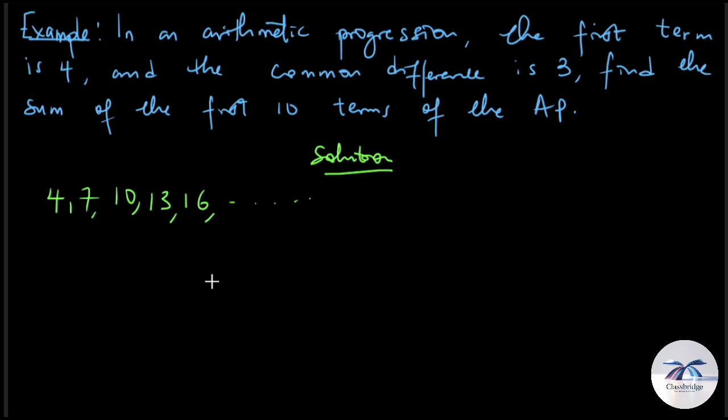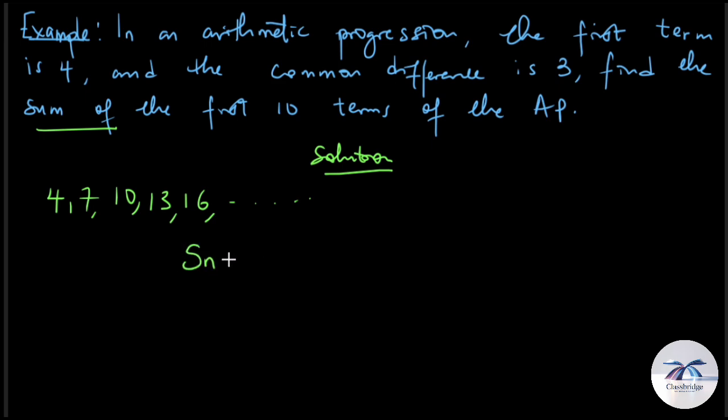Now, the question says, be careful. The question says, find the sum of, that is series, the sum of the first 10 terms of this AP. It means add 4 to 7 to 10 to 13 to 16 till you get to the 10th term. This is T1, T2, T3, T4, T5. We need to add 5 more numbers now. So if you are doing it directly, you can do it this way. But if you don't want to do it directly, you can make use of the formula.